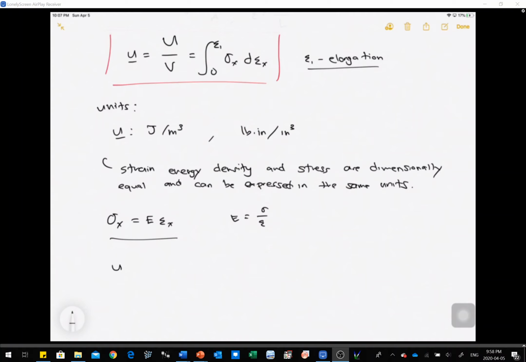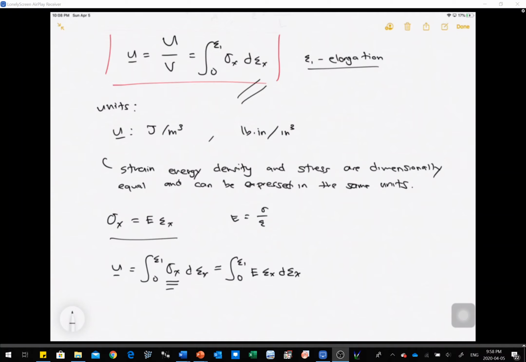Now, strain energy density is now equal to the integral from 0 to epsilon 1 of sigma x d epsilon x. I'm just rewriting the one on top right here. Now, we can replace this sigma x right here as E epsilon x d epsilon x.